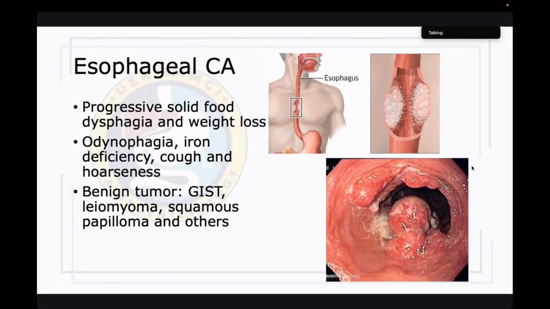Benign tumors can also be present, but they are uncommon and are usually discovered incidentally. So examples are gastrointestinal stromal tumor, leiomyoma, squamous papilloma, and others.